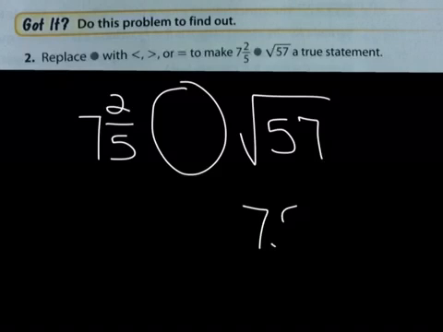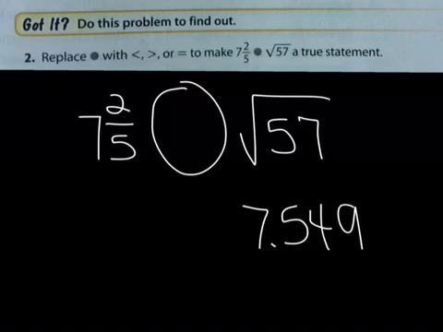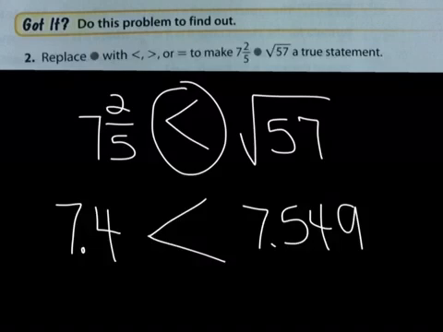I have 7.549, I believe I said, and I know that 7 2/5, when I actually convert it to a decimal, 2/5 is decimal 4. So clearly the square root of 57 is larger, so I'll just put that right in there.